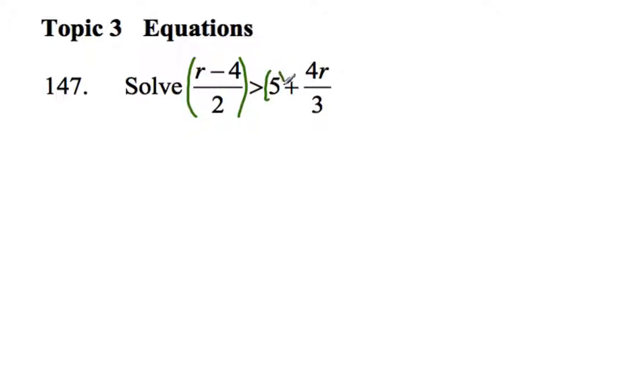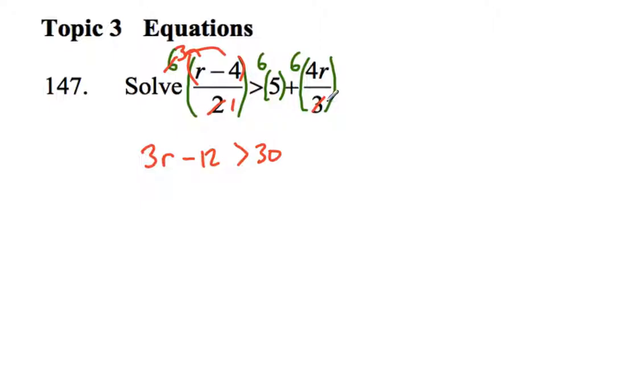Let's multiply every little section by 6. Don't forget any of the sections. Okay, 2 goes into itself once and into there 3 times, and then we think of that as expanding through that bracket, so we will have 3 lots of r and 3 lots of minus 4, which is minus 12, is greater than 6 lots of 5 is 30. There's no sort of cancelling down that needs to be done there.